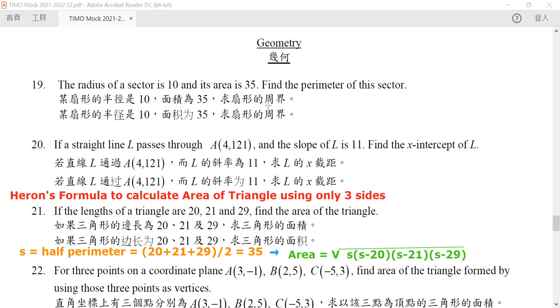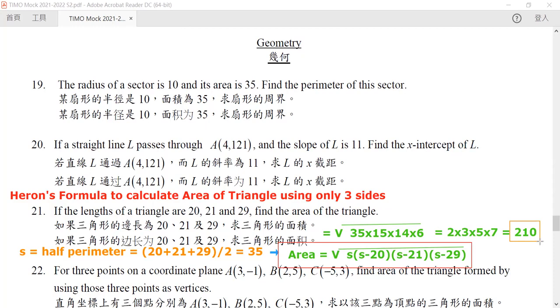Now let us compute it in this particular case. Our s is exactly equal to 35. And then s minus 20 is equal to 15, s minus 21 is 14, s minus 29 is 6. So our answer will be the square root of 35 times 15 times 14 times 6. If we compute, there are 2 7s within our square root, 2 2s, 2 3s, and 2 5s. Hence, this answer will be exactly equal to 2 times 3 times 5 times 7, which is exactly 210. So this is our Heron's formula, and by this, we can calculate the answer, which is 210.